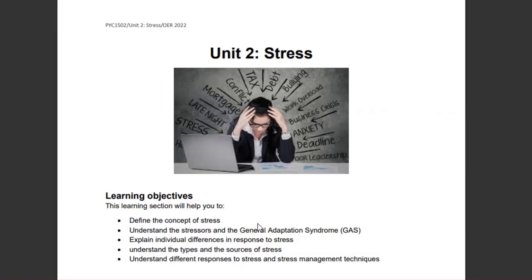Explain individual differences in how we react differently to stressors. Understanding the types and the sources of stress, as well as understanding different responses to stress and stress management.